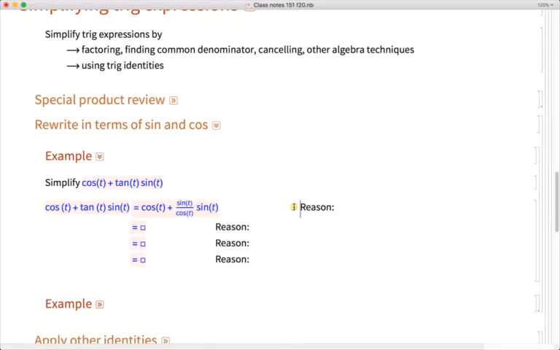So I'd like you to get into a habit of trying this 2-column format where you make a change to the expression and then explain what the change was. So this was, I guess, a reciprocal identity. Reciprocal identity is what our book calls it anyway, that tan t is equal to sine t over cosine t. Okay.